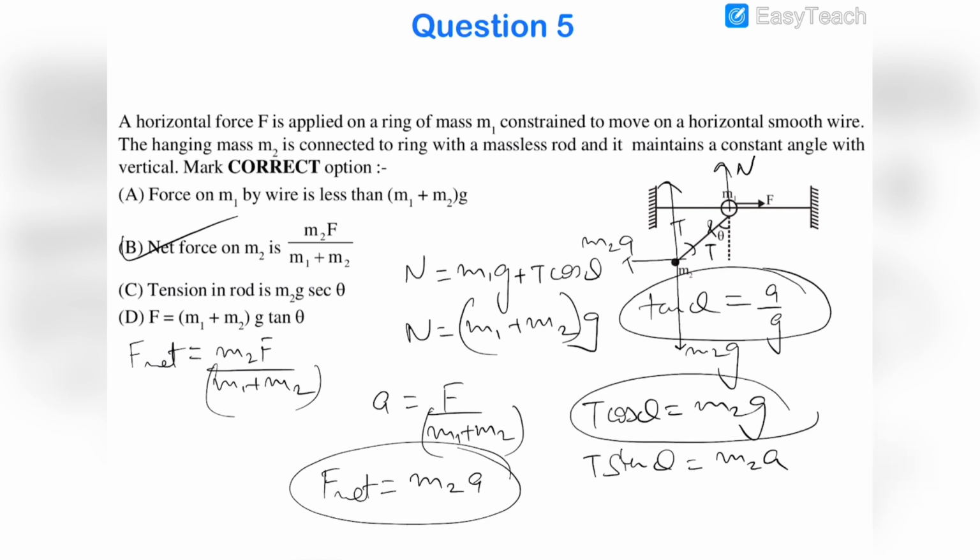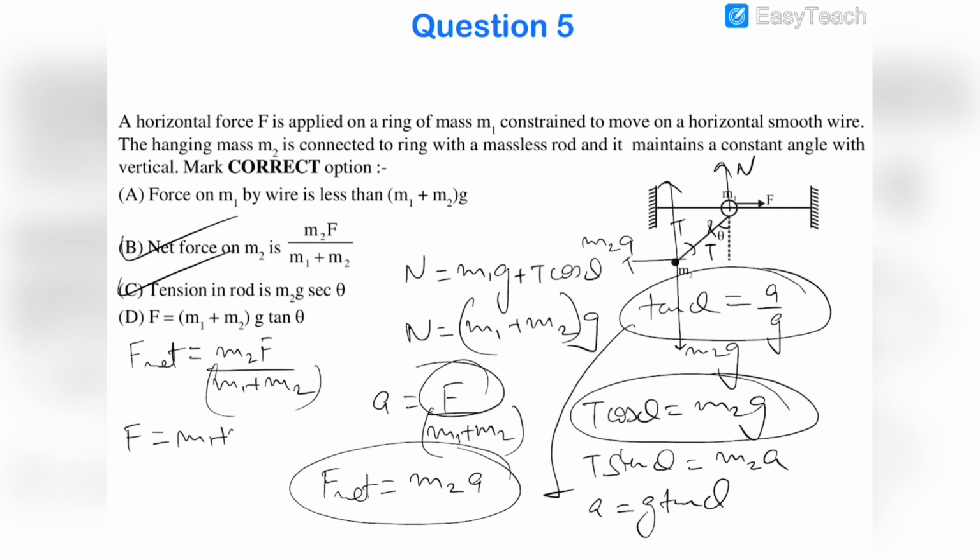The tension in the wire is m2g sec theta. You can say that tension is m2g sec theta. It is also correct. And F will be equal to (m1 plus m2)g tan theta. You know that from this equation a is equal to g tan theta, and F is equal to (m1 plus m2)a, which is g tan theta. So option D is also correct. So the correct answers are B, C and D.